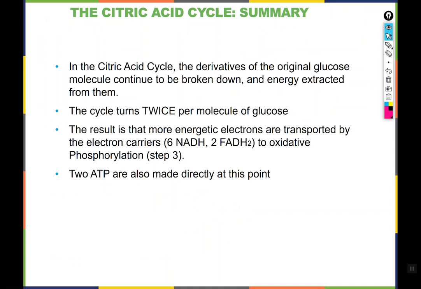So in the citric acid cycle, derivatives of the glucose molecule in the form of pyruvate and acetyl-CoA continue to be broken down. So the cycle turns twice per glucose, and the result is that more energetic electrons are transported by the electron carriers over to oxidative phosphorylation. And you get the direct input of 2 ATP. So between glycolysis and the citric acid cycle, you get a total of 4 ATP, which is more than you had before, but not very much, all things considered.